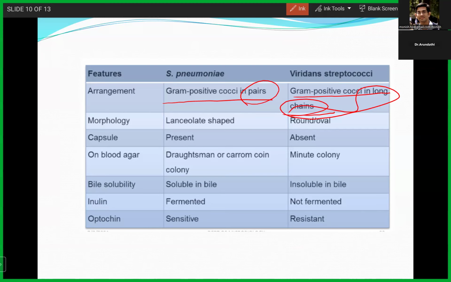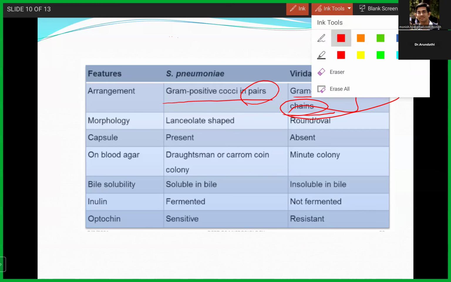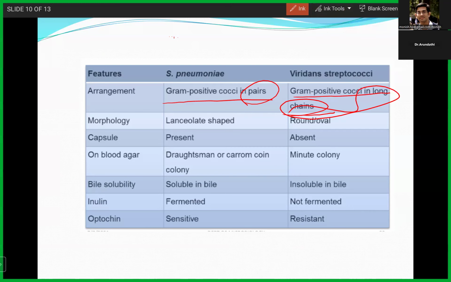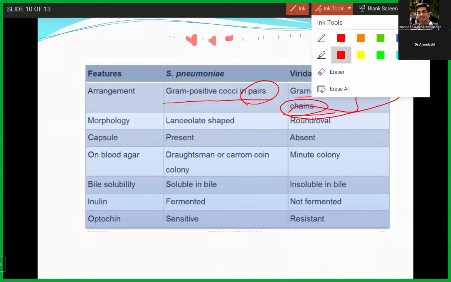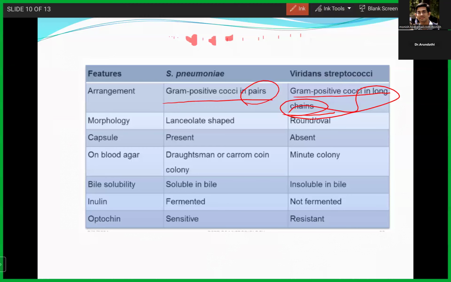But this is not very important, because the pairs will be next to each other. The pairs will join together to form long chains. That is the hurdle for us to diagnose just based on the microscopy.